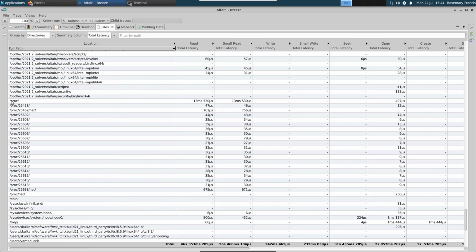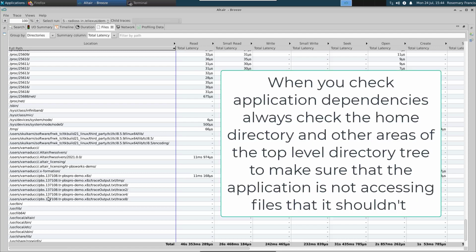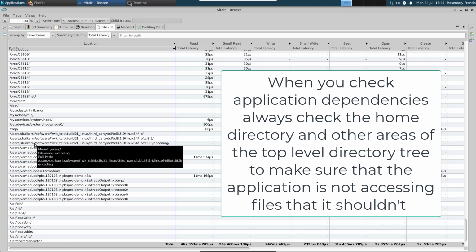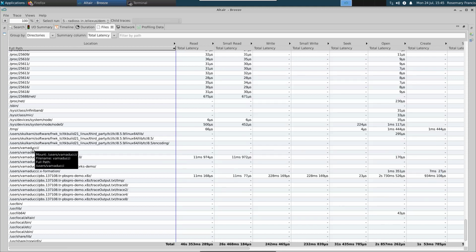Radios also accesses /proc. The proc file system is used to collect information about running processes. And you can see that Radios is storing some hidden files and temporary files in the home directory of the user that ran this application. You can see it also accesses a Tcl installation from another user's directory. That is not expected, and so that is something that I would go back to my colleague about.